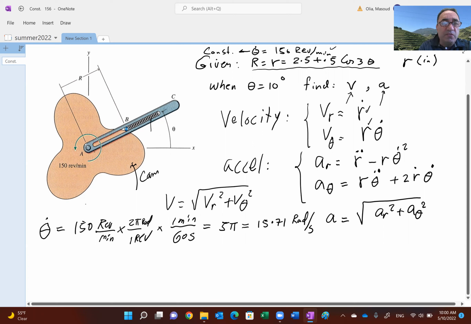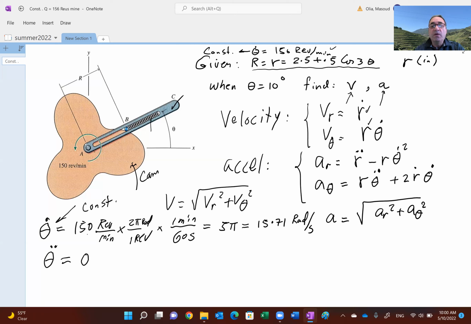But remember, this is rotating at a constant rate. So theta dot is constant. Therefore, theta double dot, which is the derivative of that, the angular acceleration of this rod, is going to be 0, which makes our calculation a little bit easier. All right, so let's go ahead and start with R.